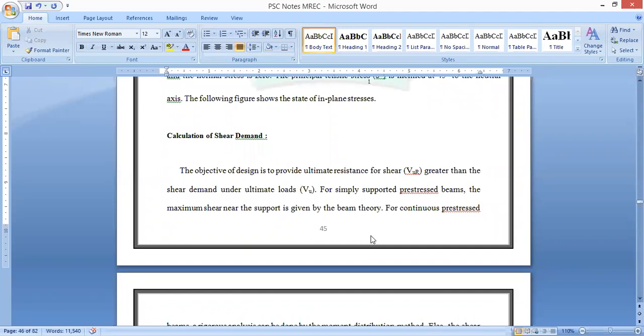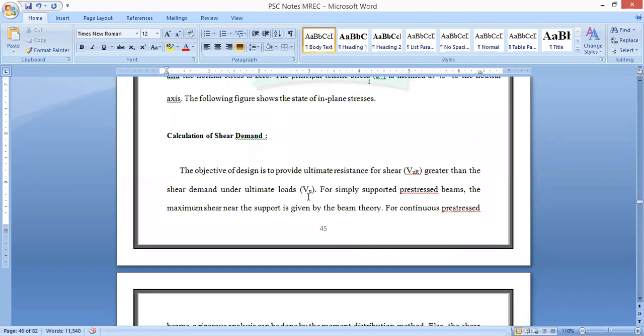Okay, so the main objective of analyzing these prestressed members towards shear is to provide ultimate resistance for shear. That is VUR, where V is shear, U is ultimate, and R is resistance, which is greater than the shear demand under ultimate loads. Ante kada, ultimate loads ni resist chese member ki ultimate resistance undali. Okay, so that is the reason why VUR is always greater than VU.